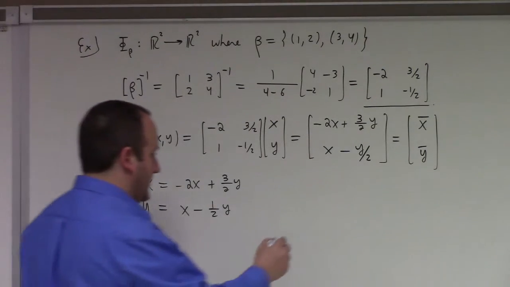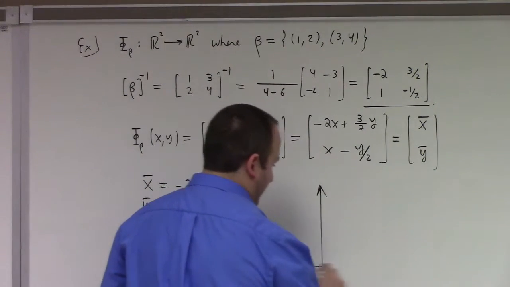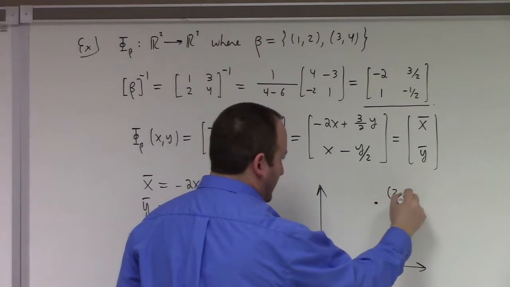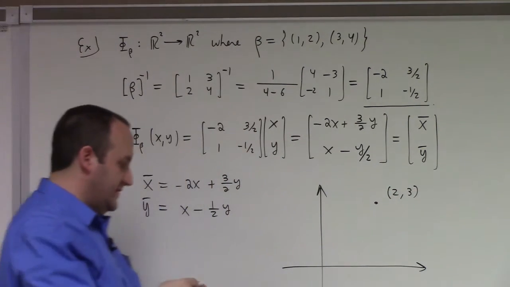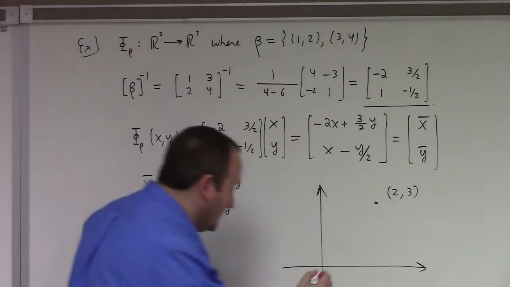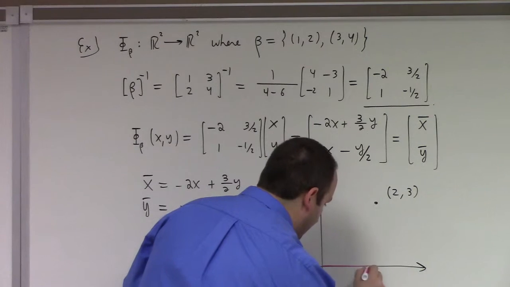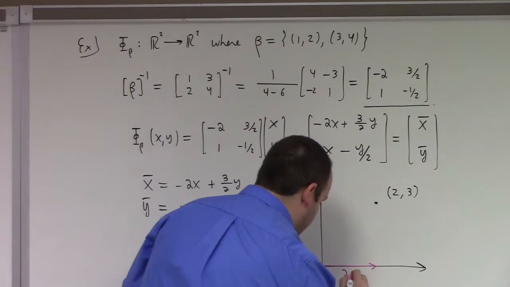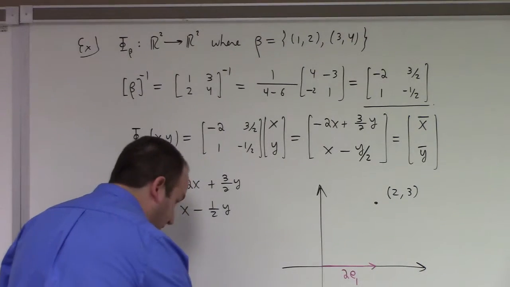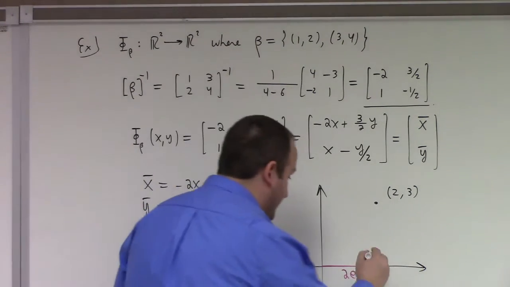Let me even attempt a picture. So if I take a point, say this one, 2 and 3. To say that's 2, 3 means what? That means that I can take 2 copies of E1, right? And 3 copies of E2 and get there.